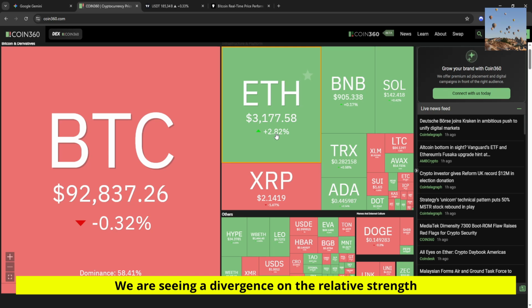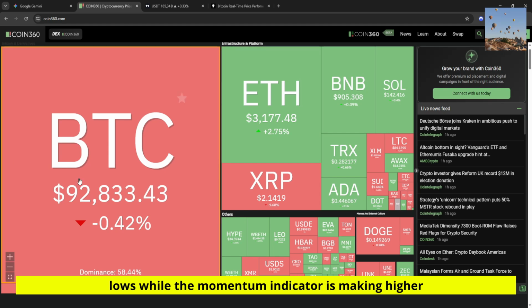We are seeing a divergence on the relative strength index, where the price is making lower lows while the momentum indicator is making higher lows. This is a classic bullish divergence signal that suggests the selling pressure is exhausted and a reversal is imminent.